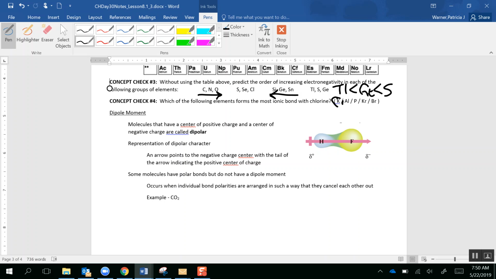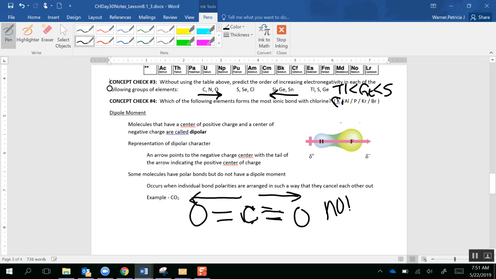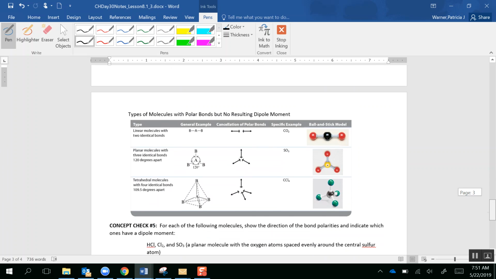So let's say, for example, that we have an atom that has a dipole. The carbon dioxide molecule actually looks like this. Oxygen is more electronegative than carbon, so the dipole goes this way in each direction. But notice what happens. Those bond polarities, those individual dipoles, cancel each other out, and so that molecule itself is a nonpolar molecule, even though it does have polar bonds.